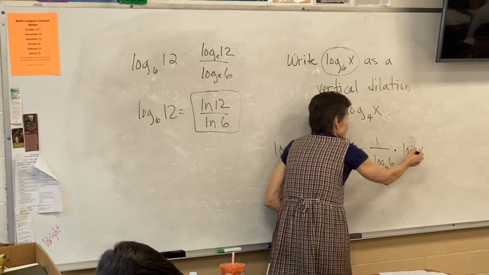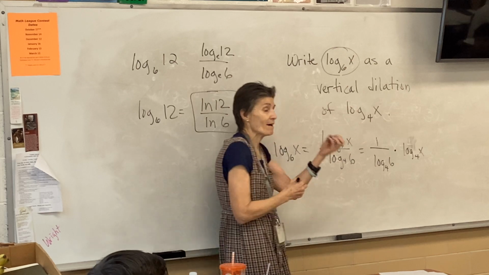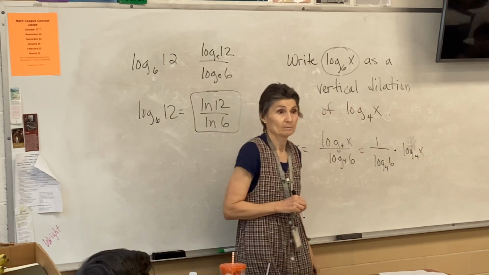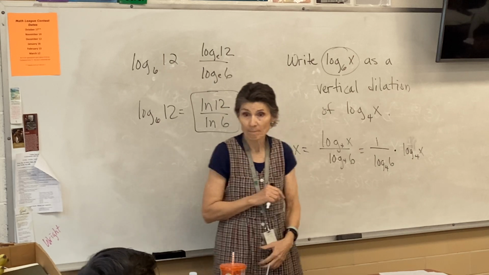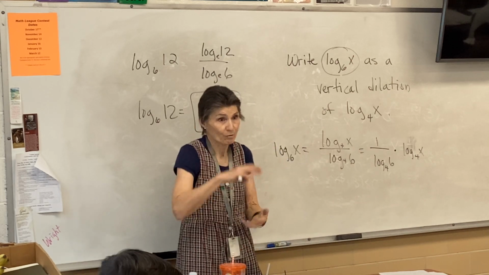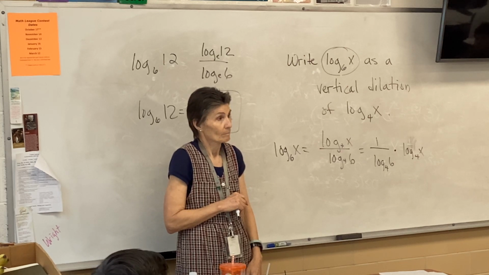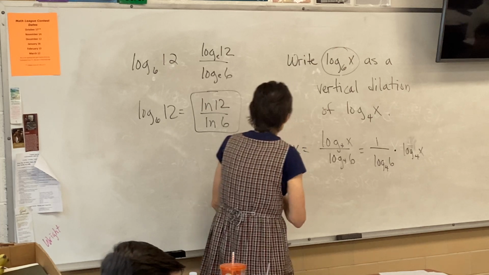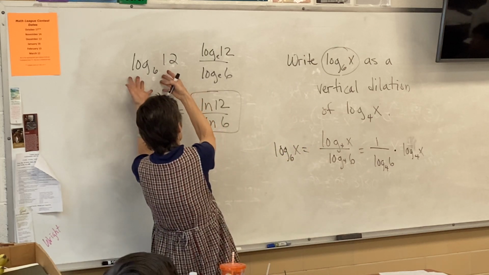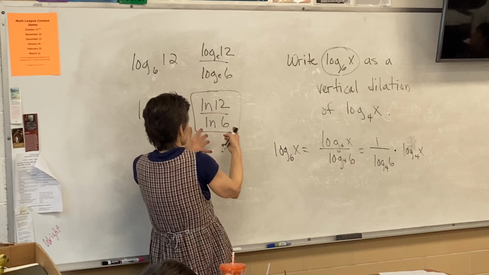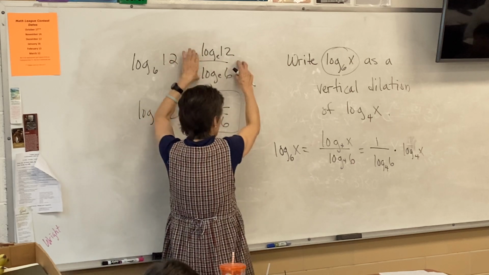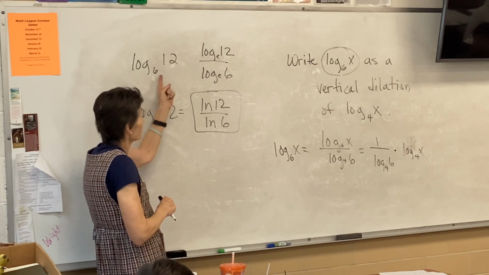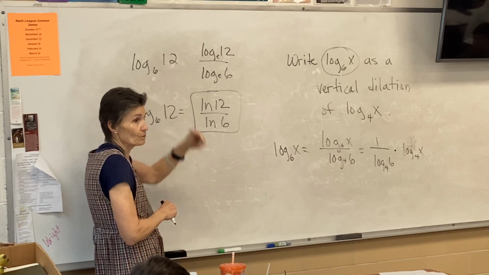So isn't this a vertical dilation now? We have multiplied our function by a number. And when you multiply it by a number, it's a vertical stretch or shrink. Anytime you want to change a logarithm into a different base, use this idea. Always. Log that over log that, whatever base you need.